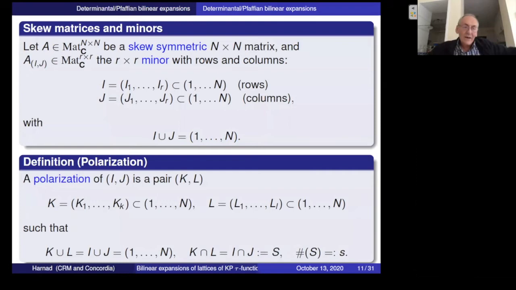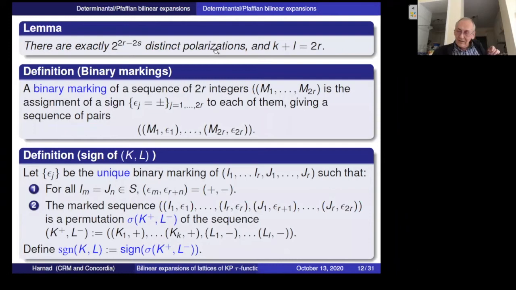All right, now there's a little lemma, I'm not going to prove this, but if you have a combinatorial bent, you can figure this out in your head: the number of distinct polarizations is 2 to the power 2R minus 2S. You can figure why that is. Remember, there are S elements intersecting. We have to subtract those. And then for the others, it's only a question of how you distribute between one set and two. And it's also easy to see that the sum of the cardinalities of the two parts of the polarization has to be the same as the sum of cardinalities of I and J, which is 2R. So that's very little, it can be proved in 30 seconds, but I won't do it.